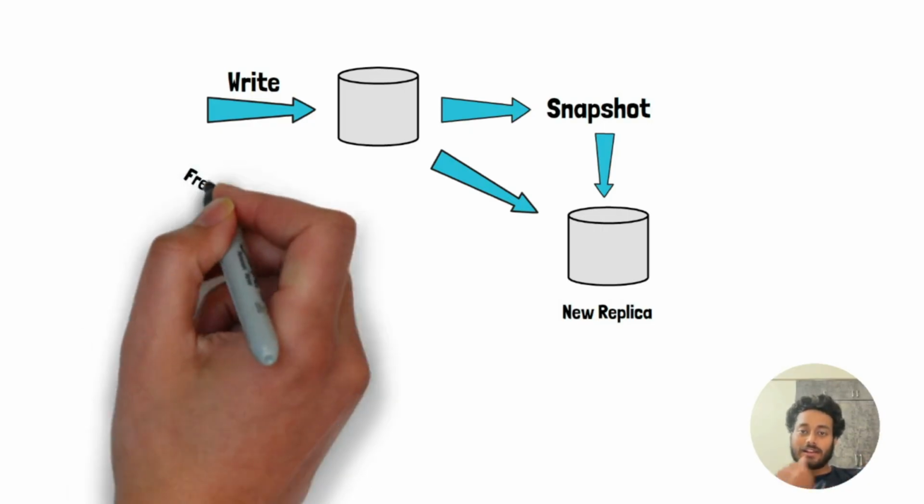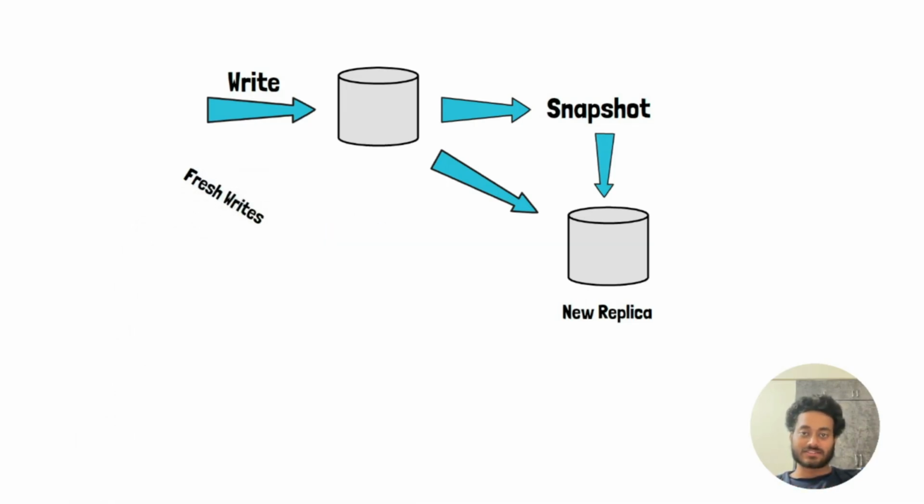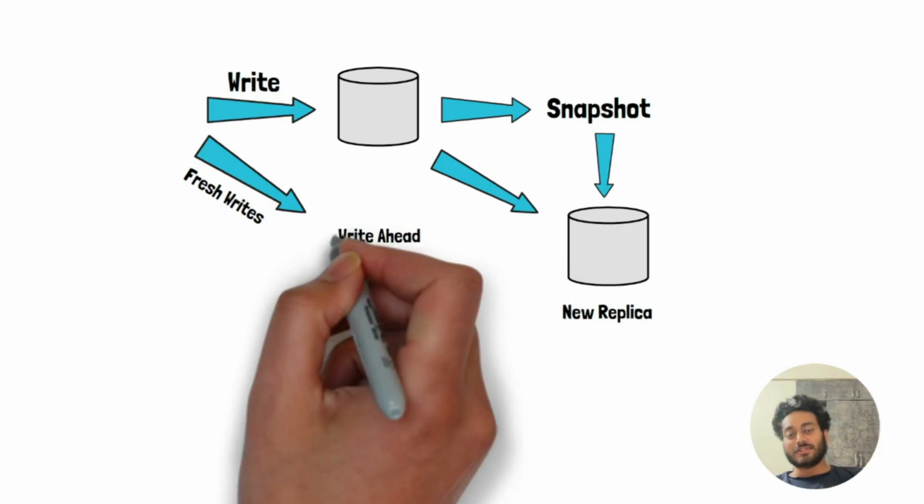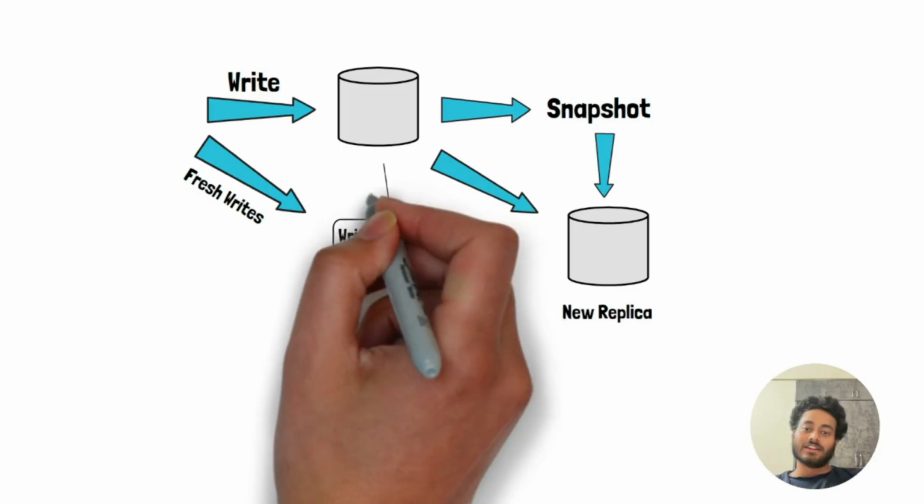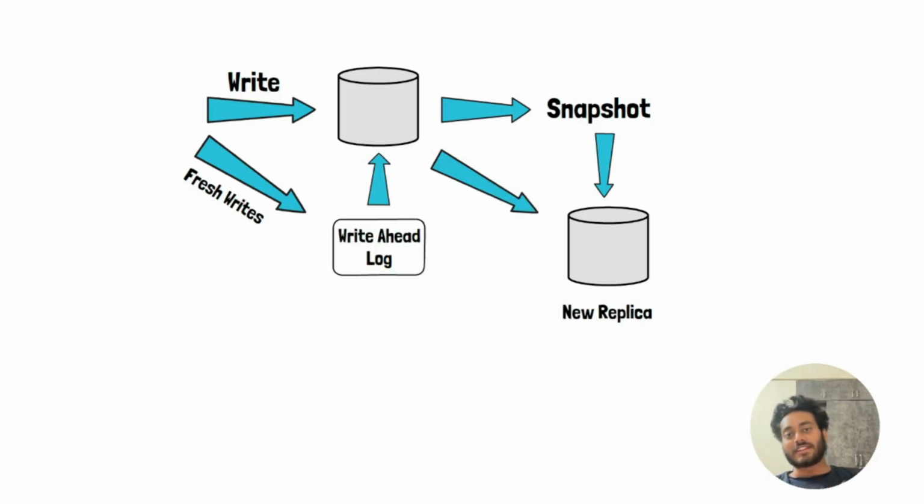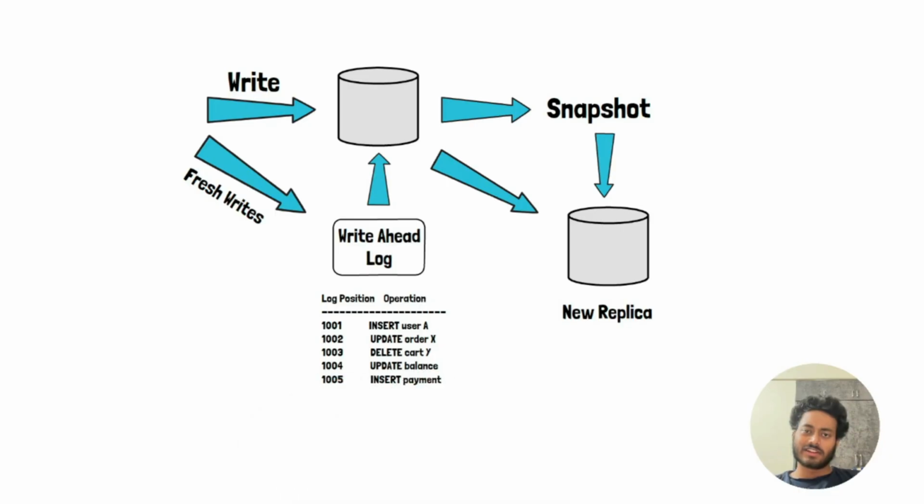And how will the master node pass on the new writes? We all know that all the fresh writes, before even getting stored to the database, are first written into a log file, a write ahead log file, and after that it is committed to the database. A write ahead log file looks something like this, where it has all the log positions and all the operations. Based on this write ahead log, we can identify till which log position the snapshot was taken, and we can send the new writes to the new replica.